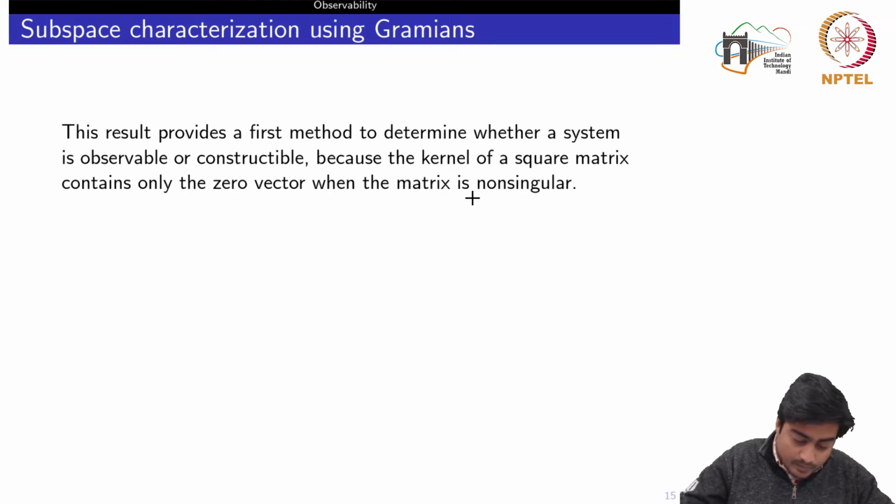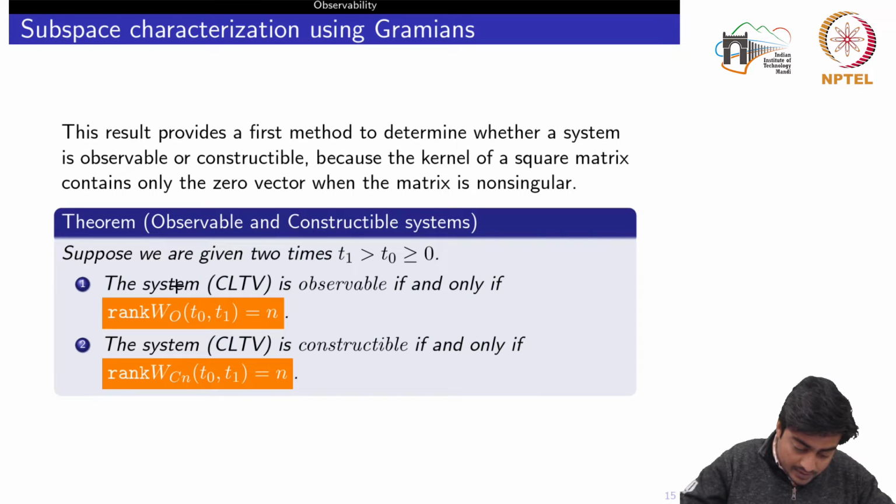Okay, so based on this we have the next result. Suppose we are given two times t1 greater than t0 greater than or equal to 0. The continuous-time LTV system is observable if and only if the rank of the observability Gramian is equal to n. Similarly, it holds for a constructible system. Satisfying this rank condition means that the square matrix is non-singular.